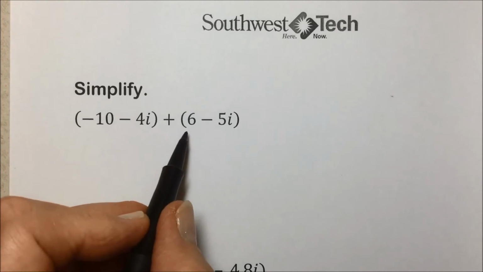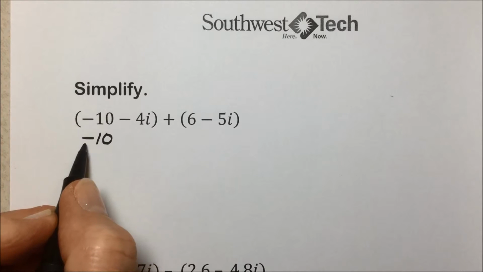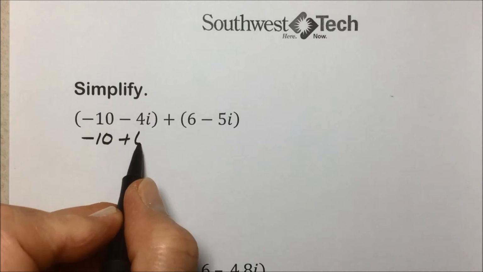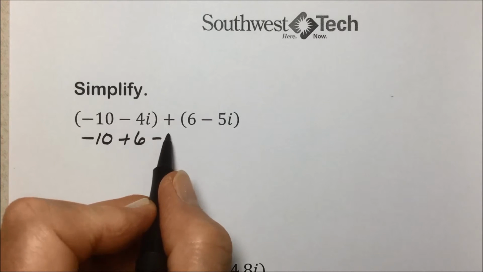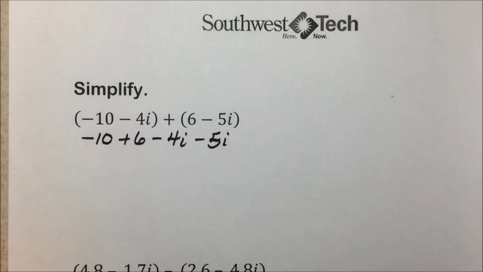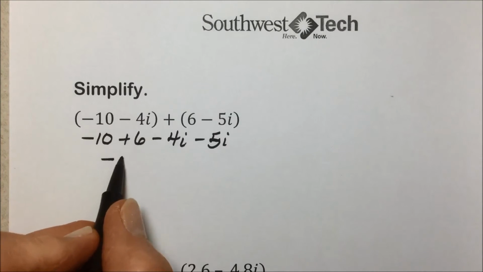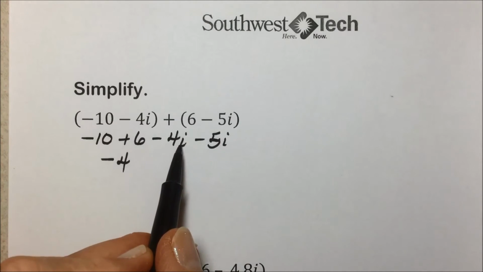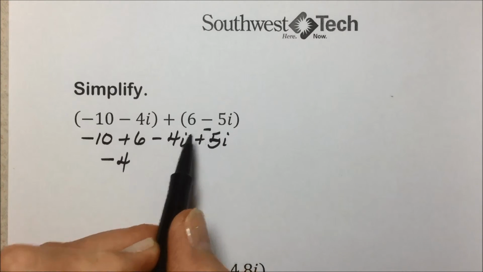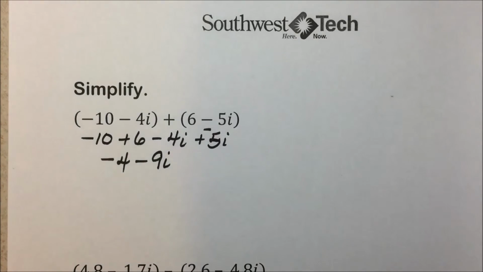And just to illustrate the combination, I'm going to rewrite the order, putting the like terms together. I have a plain integer and another plain integer from the second number. I have a negative 4i and a negative 5i. Simplifying by combining the like terms, negative 10 plus 6 will leave us with a negative 4. Negative 4i minus 5i, or plus a negative 5i, leaves us with a negative 9i. So very similar to combining binomials and simplifying like terms.